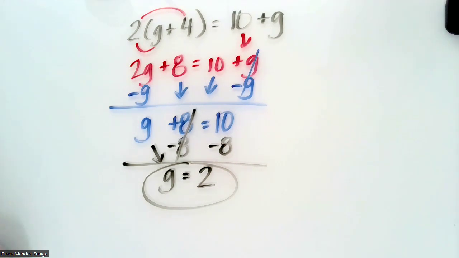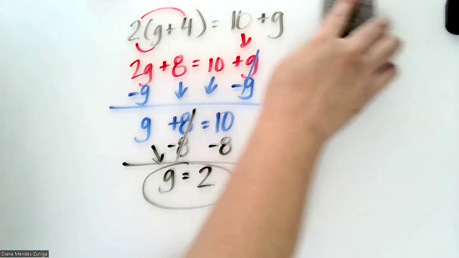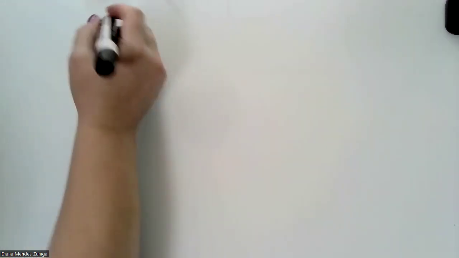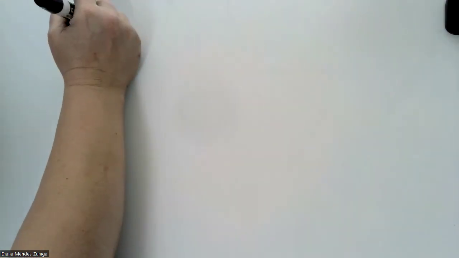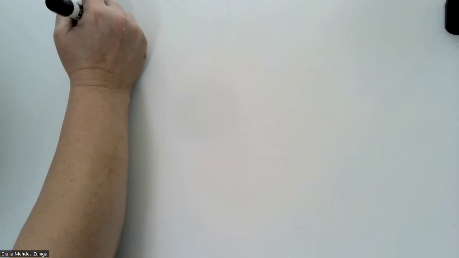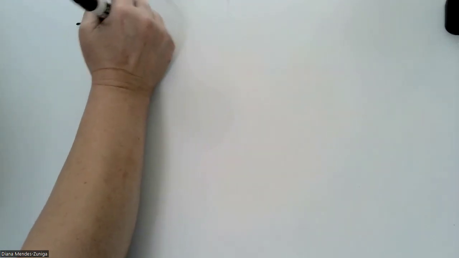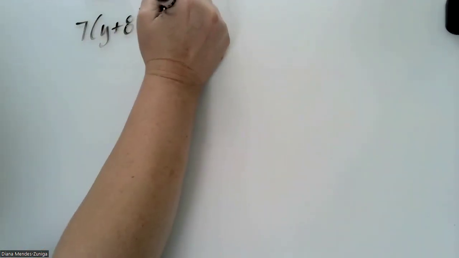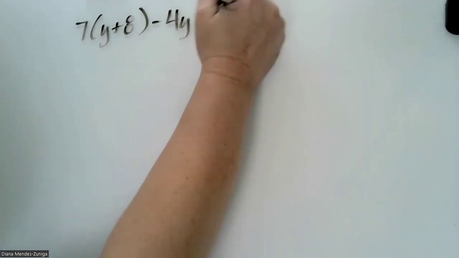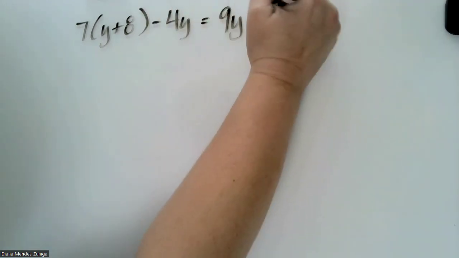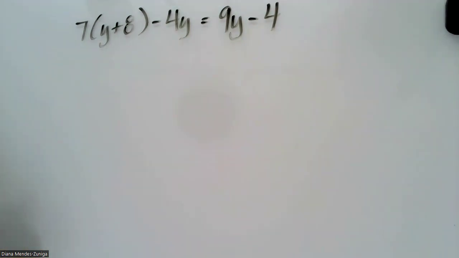Now, they can get a little bit more complex, and I'm going to show you one more that is a little bit more difficult, because it has a few more steps in it. So let me write the problem out here. It's going to be 7y plus 8 minus 4y equals 9y minus 4.